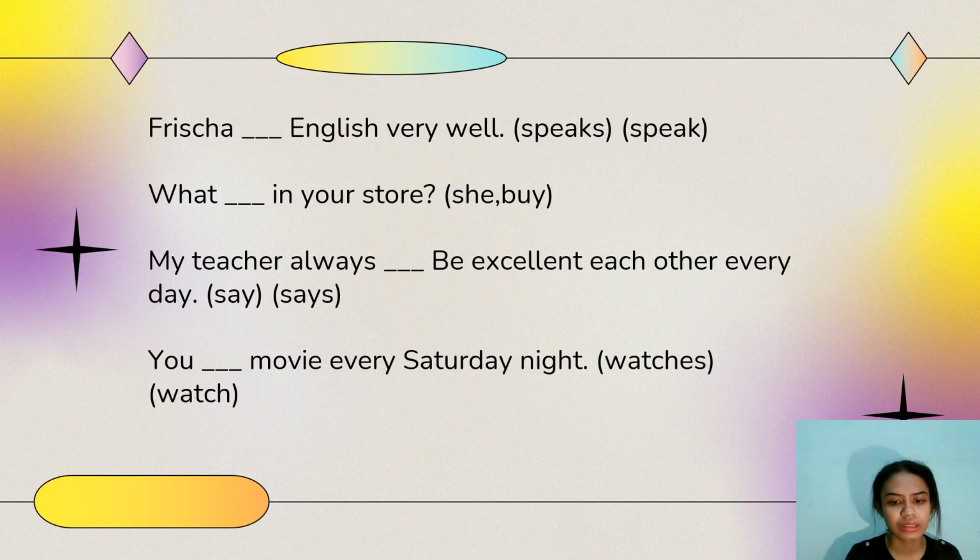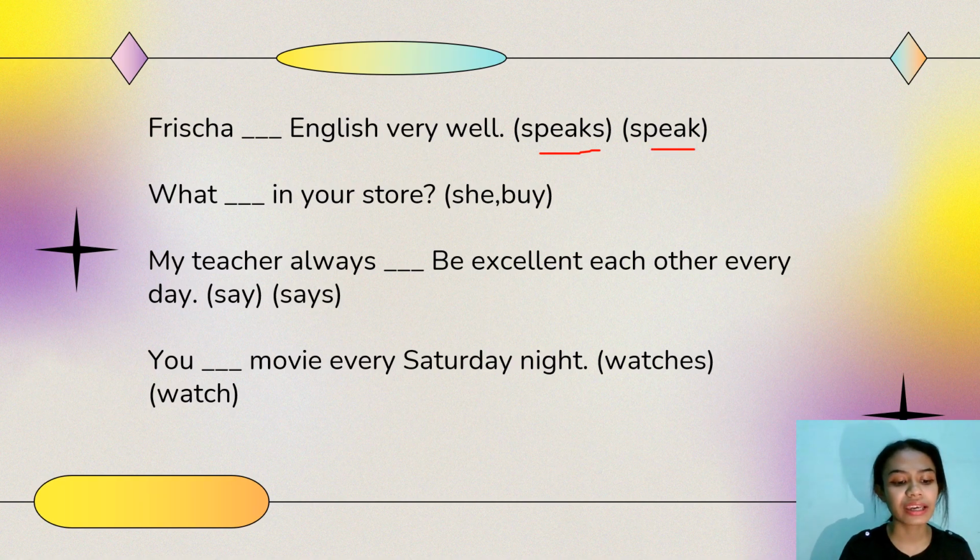Next, Friska blank English very well. The answer options are speaks or speak. And the answer is speaks. Why speaks? Because the word speak is added with s because the subject is a person's name. So Friska is a person's name.